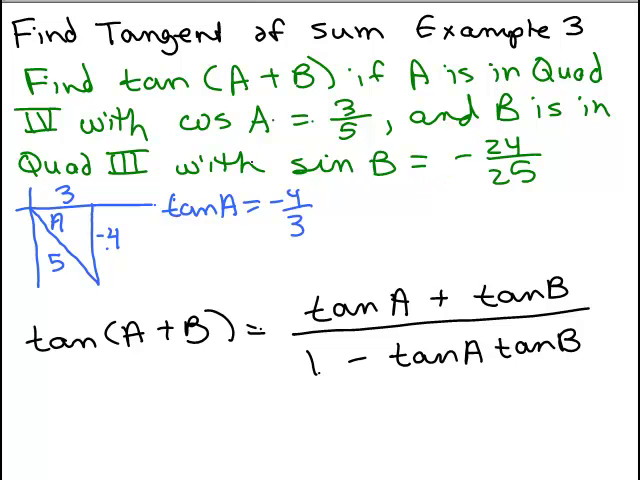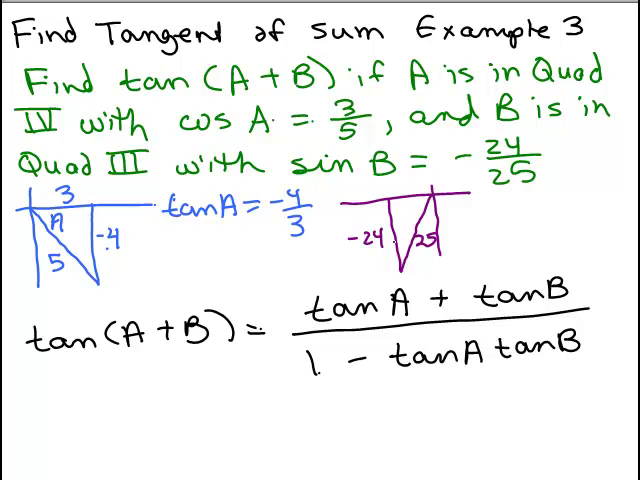Angle B is in quadrant 3. Okay, so I got to draw it over here. And the sine is -24/25. So I know in the B direction it's going to be pretty long here. So I'm going to put it way down like that. I know it's -24. That's the y value. And this is 25.